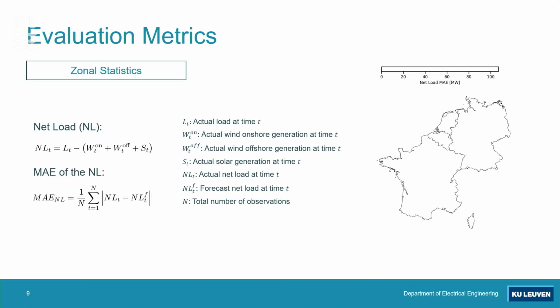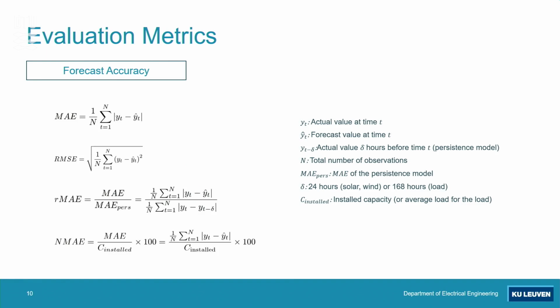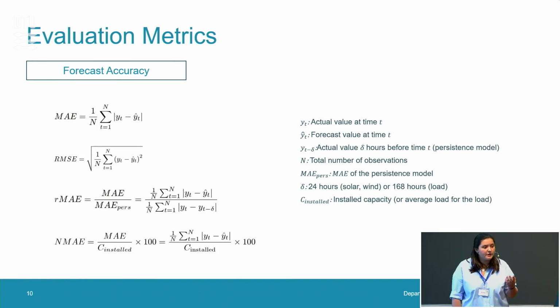Then we also look at the mean absolute error of the net load, so the load minus the wind and solar production, and we visualize it in a map to be able to compare between the different bidding zones, and then also the forecast accuracy. For this we use four metrics: the mean absolute error, easy enough. Then the root mean squared error, giving a little more weight to bigger errors. And then, because we are comparing several bidding zones, it's interesting to also use relative metrics.